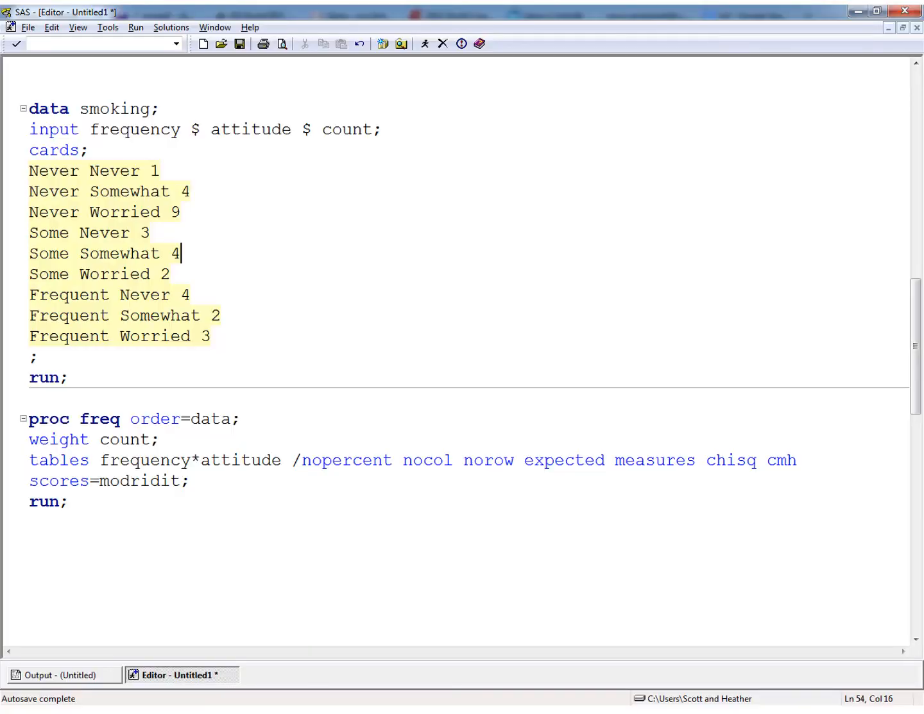And so there's our code. Notice I'm careful about ordering my data. My smoking frequency is ordered correctly, never, some, and frequent, and my attitudes are ordered correctly, never, somewhat, and worried. I make sure to use the scores equals modridit option, as well as everything else needed in my proc freq statement. I guess more specifically the table statement within proc freq.